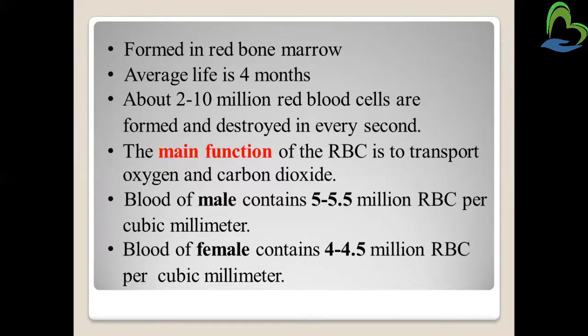The main function of the RBC is to transport oxygen and carbon dioxide. As we saw previously, the main function of the blood is transportation. So it transports O2 and CO2. Blood of the male contains 4.5 to 5.5 million RBC per cubic millimeter, and in females 4 to 4.5 million RBC per cubic millimeter. So this is the normal range of RBC in male and female.